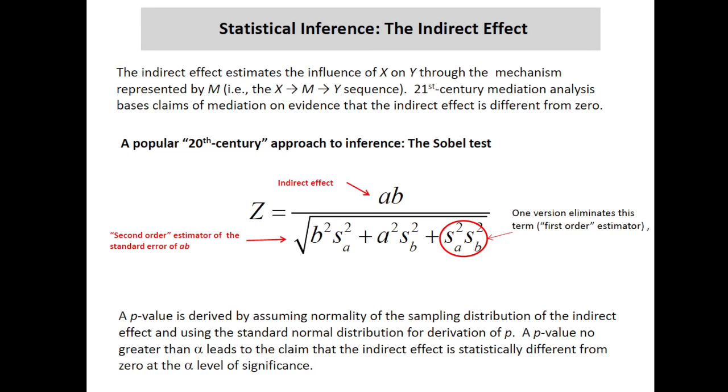The indirect effect is estimating the influence of x on y through this mechanism that's represented by the causal sequence, x to m to y. 21st century mediation analysis is going to base a claim of mediation on evidence that the indirect effect is different from zero. So we can quantify that indirect effect. I showed you how to do it. It's this product of these two coefficients.